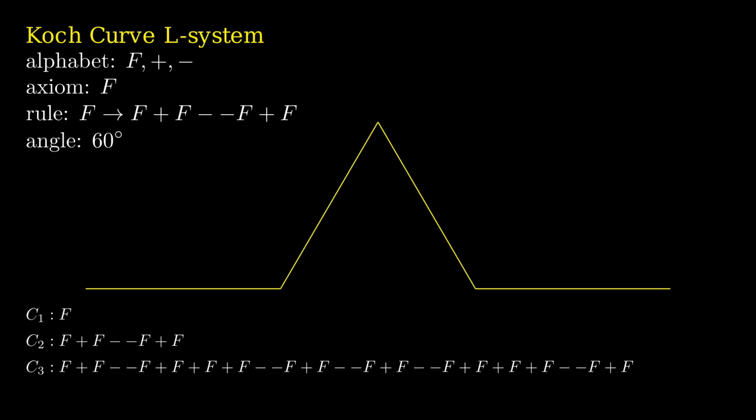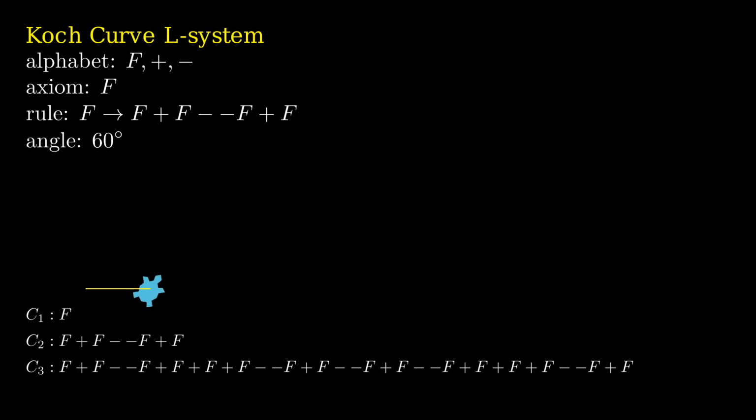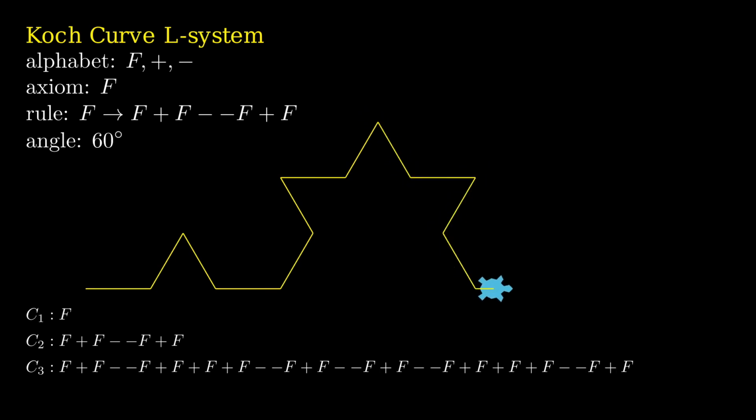What is the path of the turtle resulting from the interpretation of the string C3? We again scale the length of the turtle's movement by another 1/3 to keep the endpoint of the walk the same. The result is the polygonal line P3. The L system iteration can be extended indefinitely to create longer and longer strings.